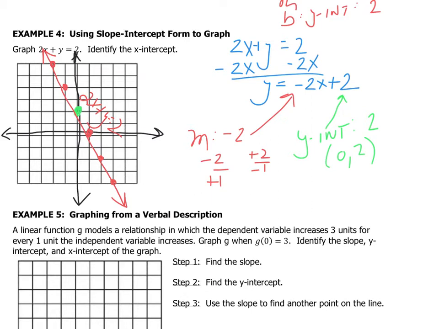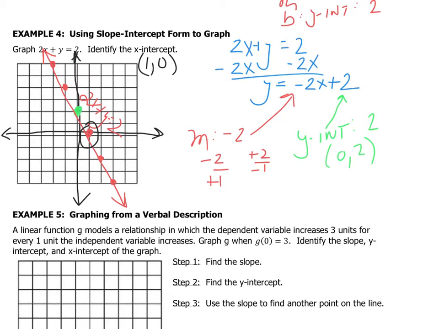Now the other thing that it asked me to do was to identify the x-intercept. Well, where is the x-intercept? So in the black marker, x-intercept is where it crosses right here at the x-axis. So my x-intercept is at 1, 0. And that would answer that question for that.